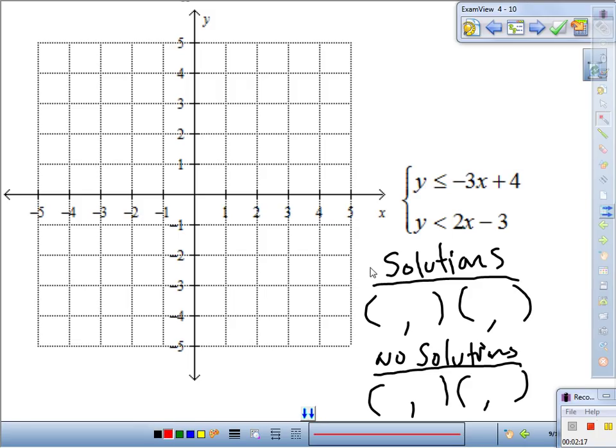Let's start with the first inequality. Look at it. Is it in slope-intercept form already? All right, so let's graph this one. I'm going to start with red. Where do we start? Positive 4. Positive 4 is up here. Plot your point.